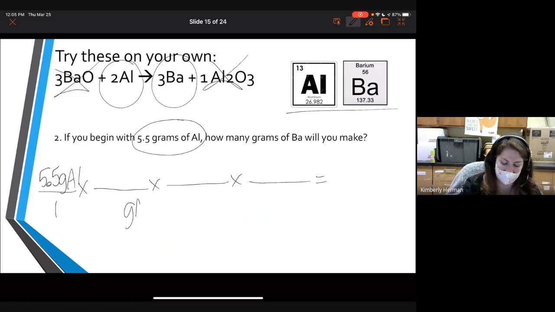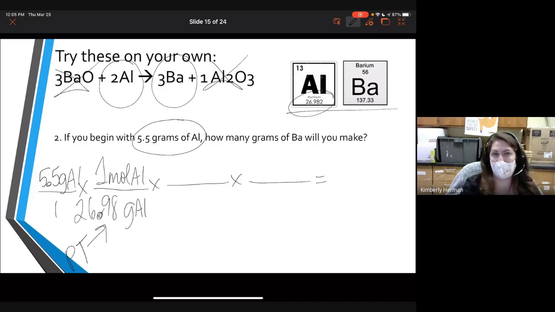We need g of Al to go on the bottom. We're going to find it from the periodic table, and since I wrote g, I'm going to have 1 mole on top here of Al. We look at our periodic table and we see it's 26.982. We can round that to 26.98 as per 2 decimal places that we do in class.